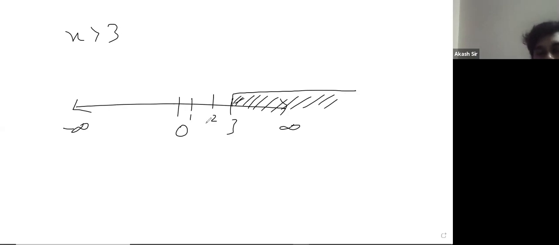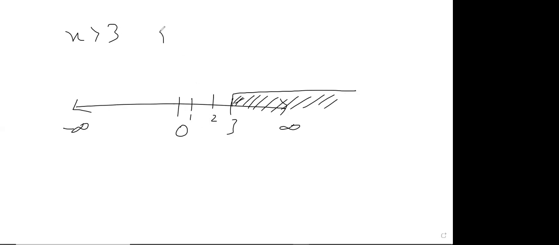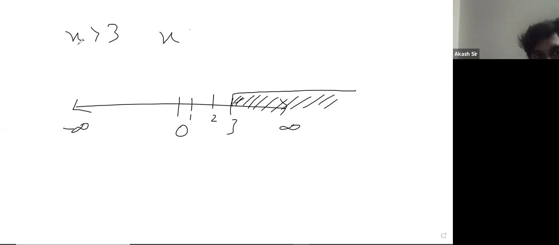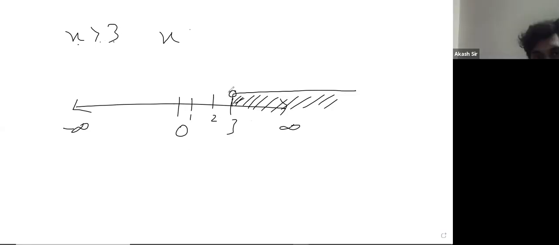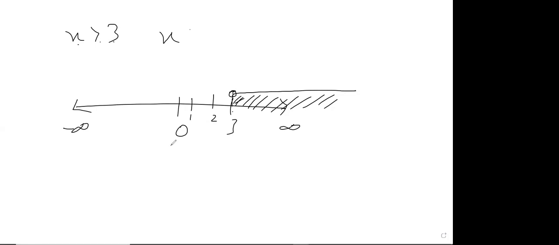Got it? But when I write x is greater than 3, x cannot be 3. Then we have to put a hole like this, an open circle on 3, so that the reader knows that we are not including 3 in our solution, right?